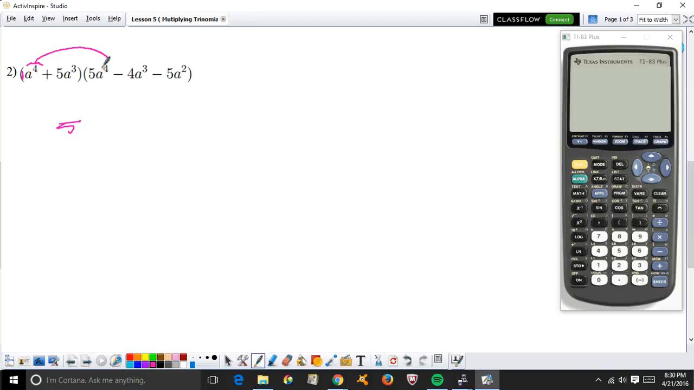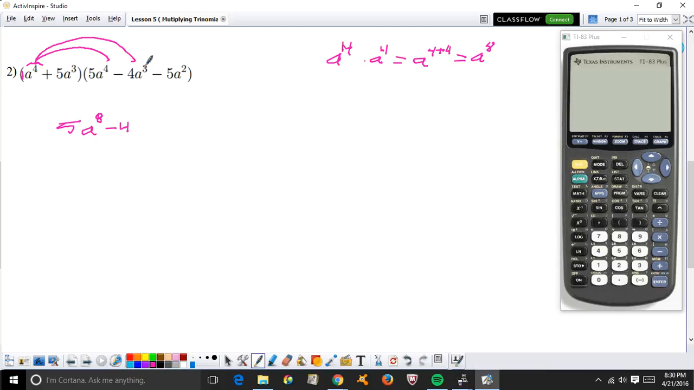a to the 4th times a to the 4th, and again, when we multiply and they have the same base, you add exponents, so that's a to the 8th, because we're gonna have 4 plus 4, which is a to the 8th. So 5a to the 8th. We distribute again. 1 times negative 4, that's negative 4.